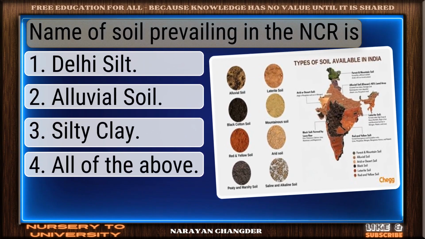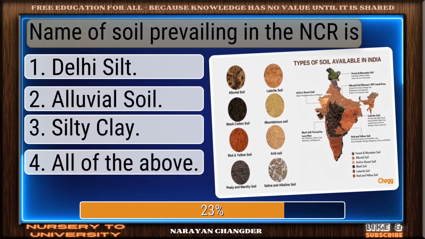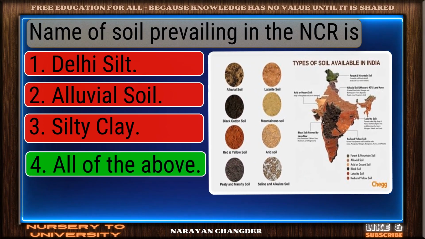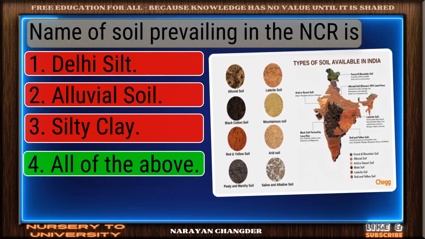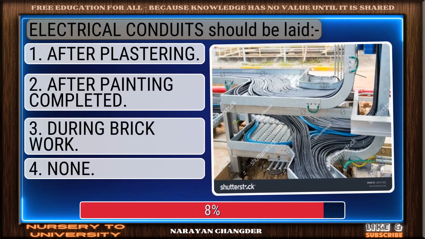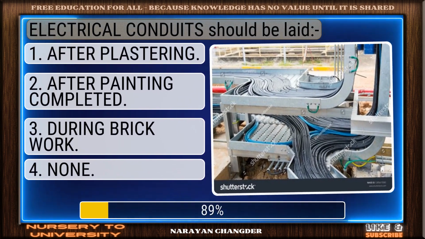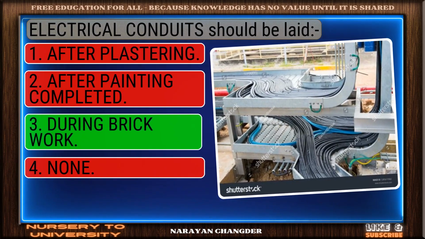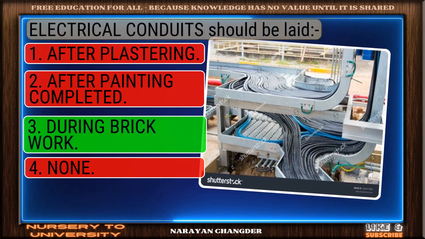Name of soil prevailing in the anchor is dash. Correct. All of the above is the right answer. Electrical conduits should be laid dash. Well done. During brickwork is the right choice.